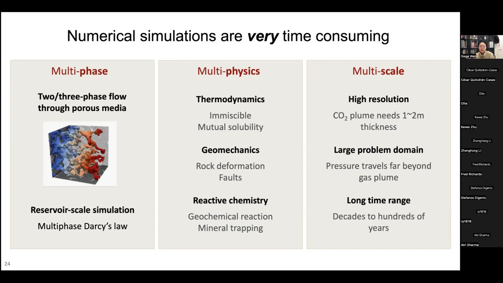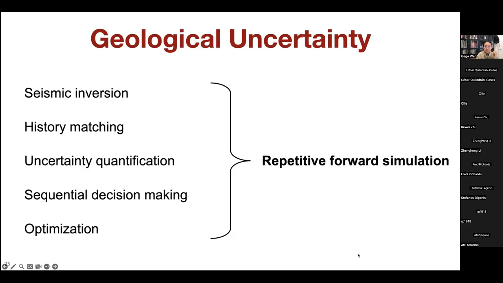That requires really high resolution to simulate. But at the same time, we also have this really large problem domain. The pressure can travel far beyond the gaseous plume, as I showed earlier in the animation. And on top of that, we also need to simulate for a very long period of time. CO2 storage can typically go for decades to hundreds of years. So these all make the numerical simulation very time consuming. On top of that, we also have the geological uncertainty that is inherent to us. That requires seismic inversion, history matching, uncertainty quantification, sequential decision making, or optimization. And each of these requires repetitive forward simulation of these already very computationally challenging simulations. So that is the problem being presented to us in the CO2 storage domain.